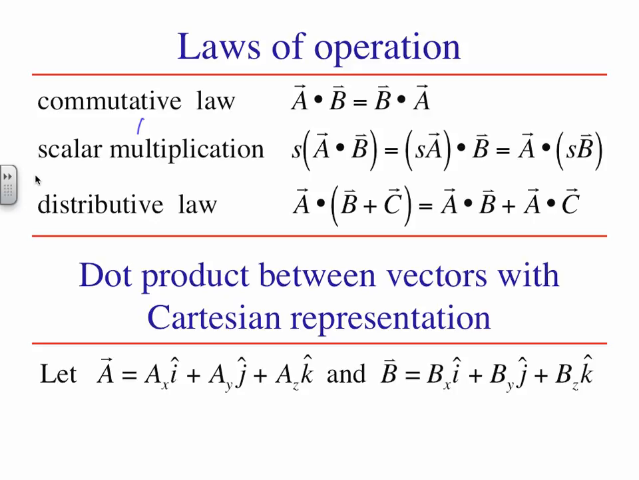We could write A dot B, from the definition, as AB cosine theta. Because these are all scalar magnitudes, we could rearrange it as BA cosine theta, and that is in turn B dot A.